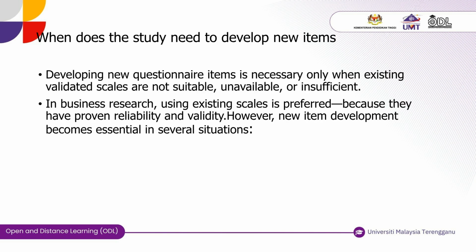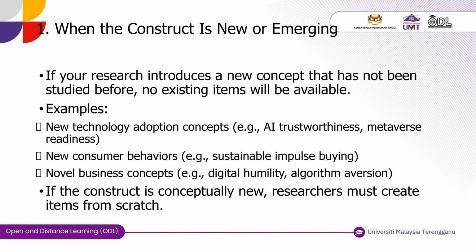Developing new items is only necessary when validated scales are unsuitable, unavailable, or insufficient. While existing scales are preferred for their proven reliability, new item development is sometimes essential. One situation is when the construct is new or emerging, such as new technology adoption concepts like AI trustworthiness. If the concept is new, researchers must create items from scratch.